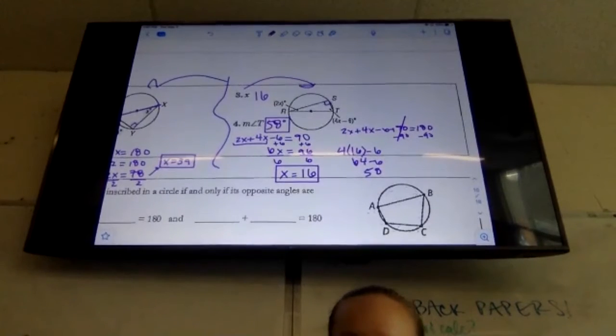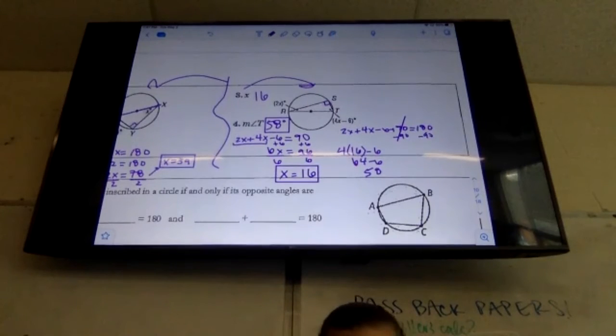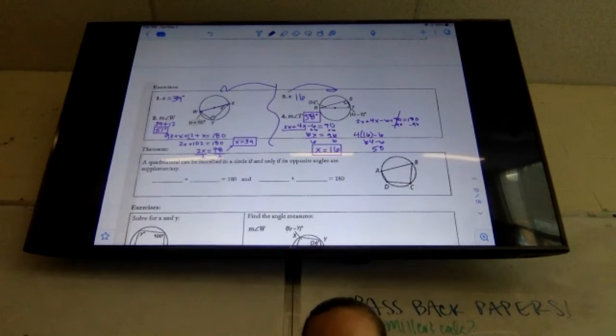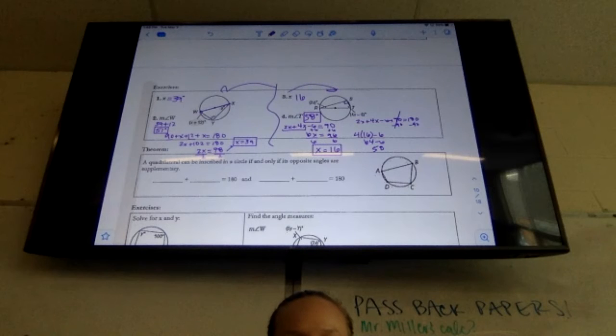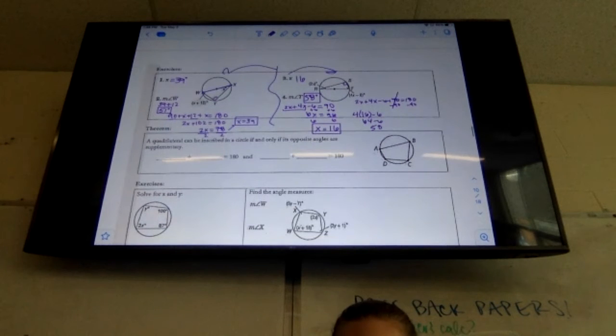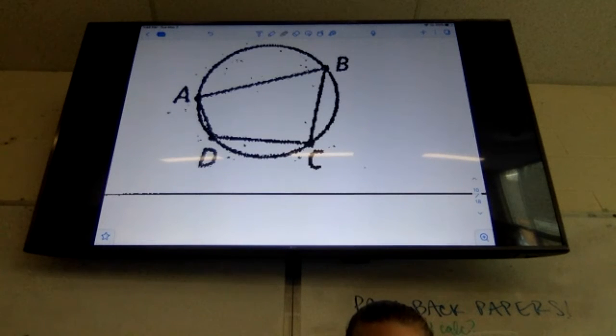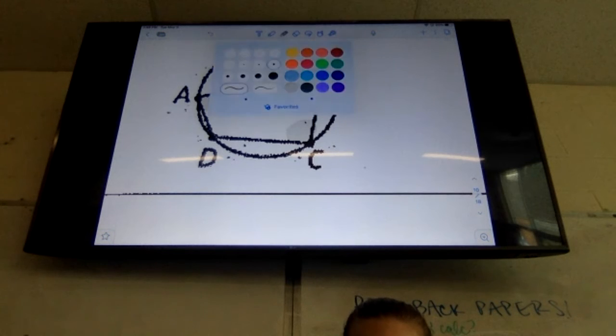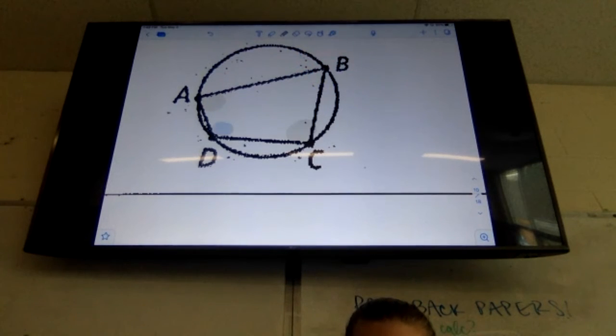All right, I've got one more theorem for you. Are you ready for the last theorem and the last 3 problems for today? Yes. Okay. This last theorem has to do with a quadrilateral that's inscribed in a circle, and it's only inscribed if and only if its opposite angles are supplementary. So in order for this to be inscribed, I need to know that A and C are supplementary. They add up to 180. And I need D and B to be supplementary. They also need to add up to 180.